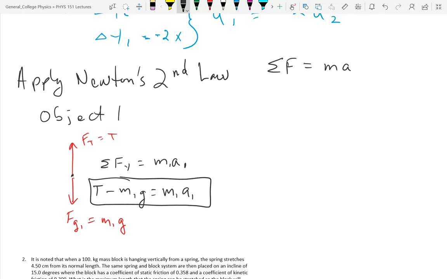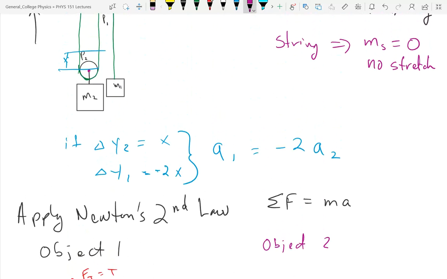So there is one equation. I can't solve it yet because I know neither the tension nor the acceleration. But it's a correct equation that I'm going to use for my solution. So now I go to object 2, and its free body diagram.